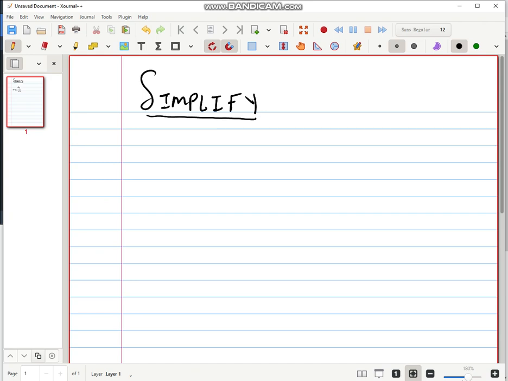Today's topic is simplification, whereby we simplify stuff. We take the complex things and we make them simple. The reason why we do simplification is because most of the things in mathematics require us to simplify them, right? Before we can apply them in whatever thing we want to apply them to, we need to simplify them.